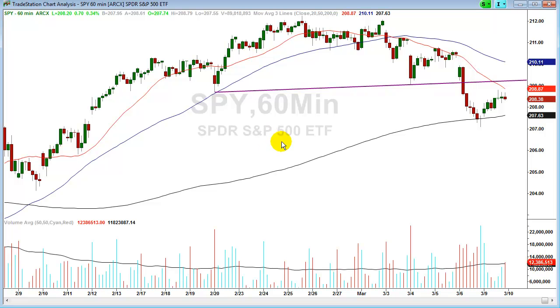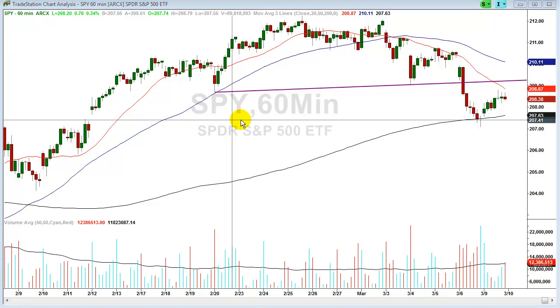Now, the way that this becomes invalidated is if we close hourly above this purple line, or this trend line. If we stay below this trend line, the head and shoulders pattern, if it was activated, has a target price right around 205 and a half, 205.75, in that neighborhood. And where do you derive that target price from? Well, I'm going to show you.